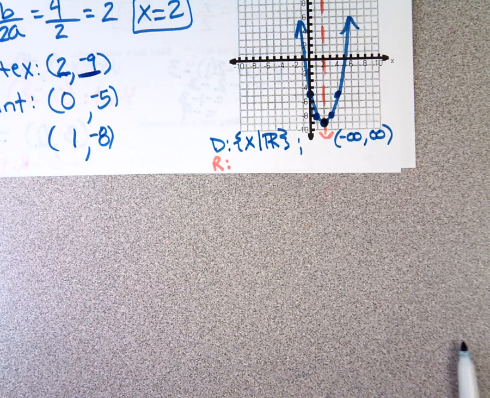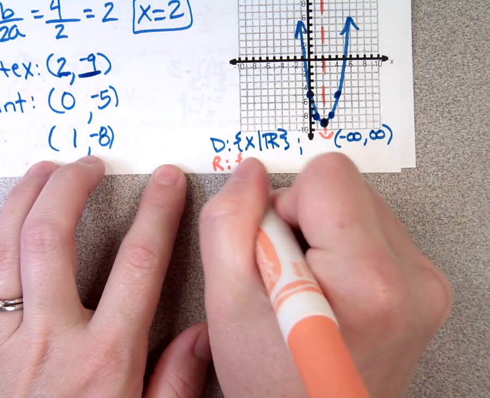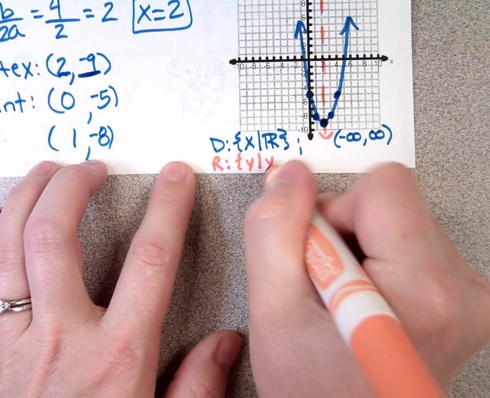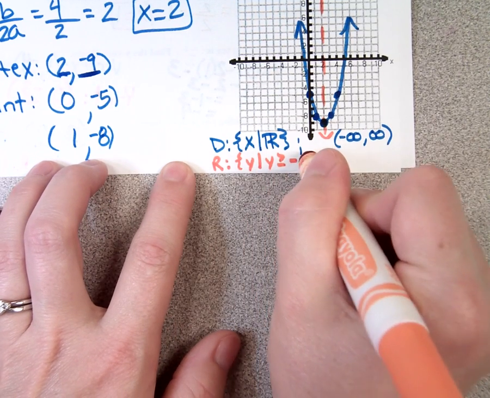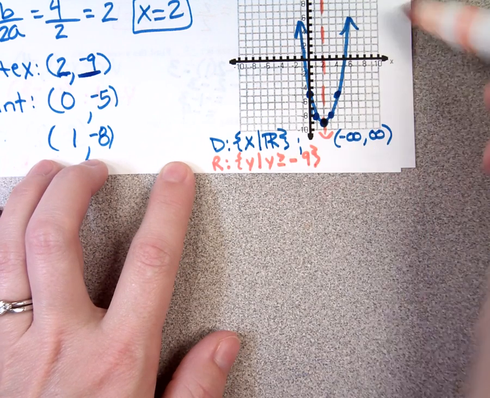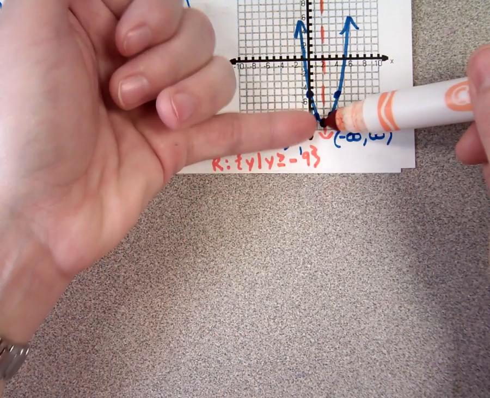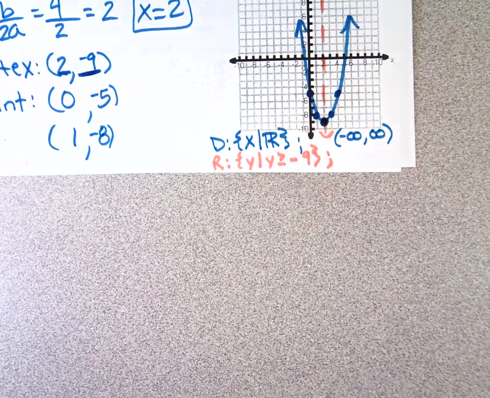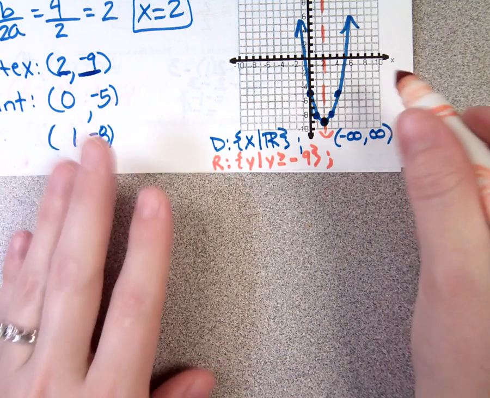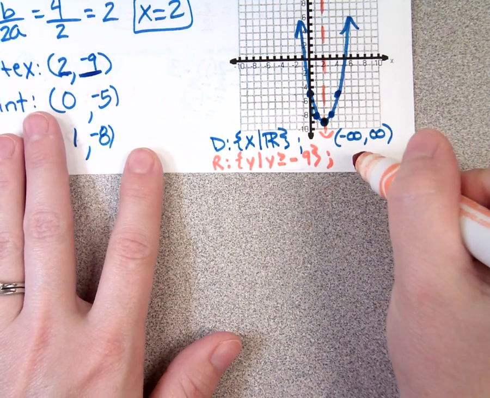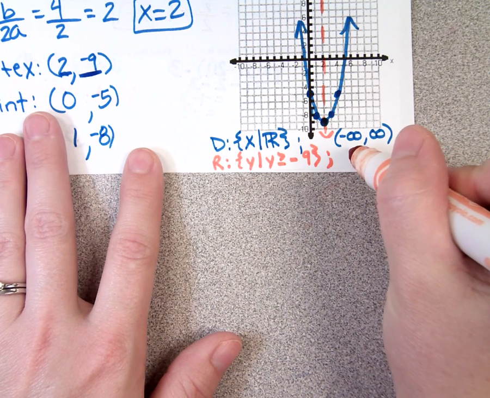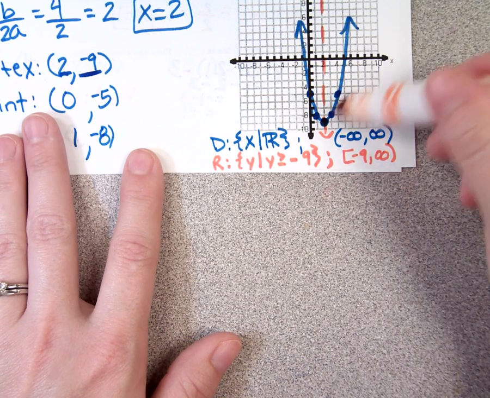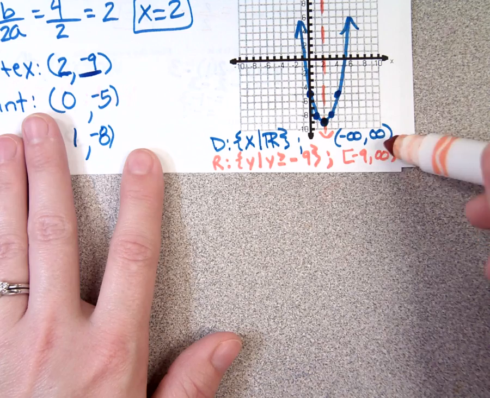Range? y such that y is greater than or equal to -9. Very good. -9 is the lowest y, and then they go up, up, up, up, up, so the y's are getting bigger. Very nice. And then interval notation, Cody Taylor. Parentheses -9, comma, positive infinity. I love it, except the -9 gets a bracket because you actually are at the -9, but infinity you can't get to, so it gets the parenthesis.